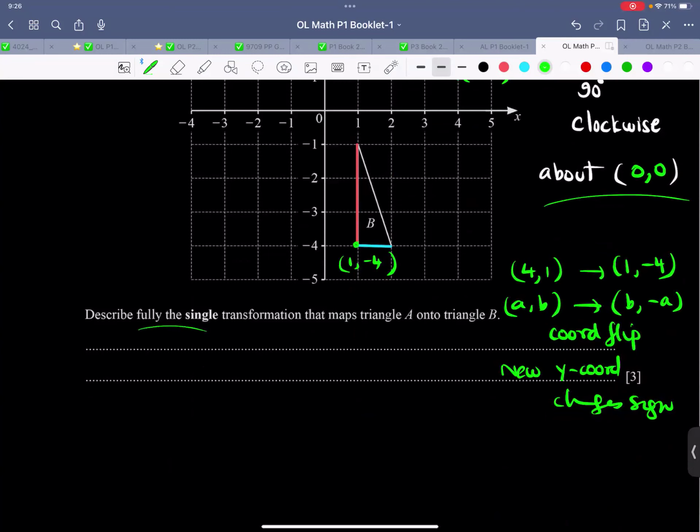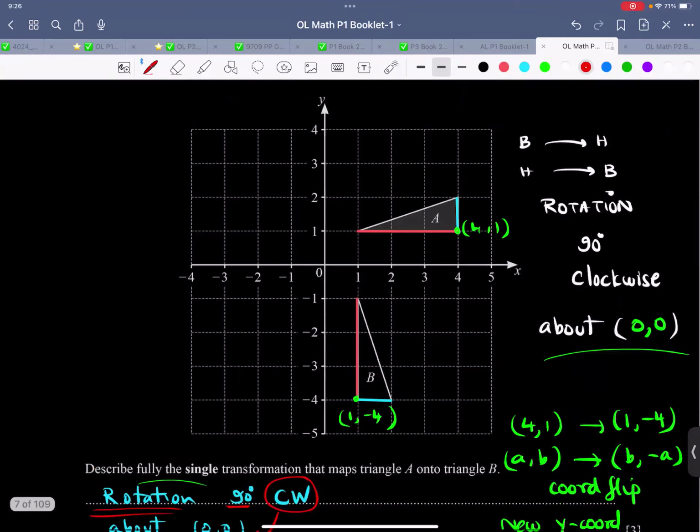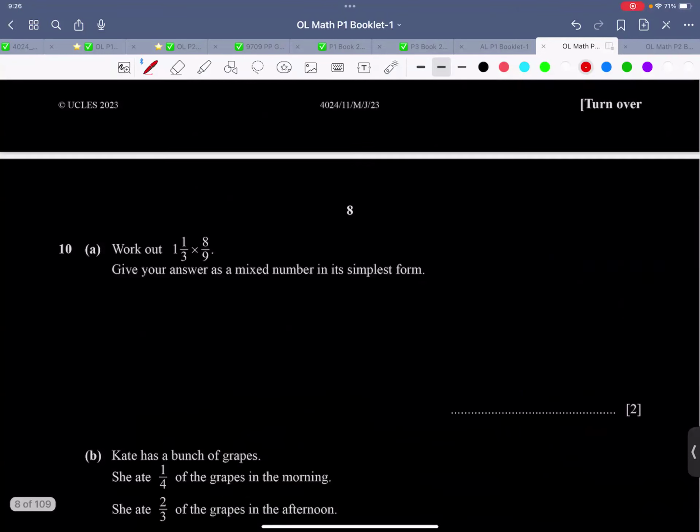So how will I describe it fully? I'll write it's a rotation, and this rotation is 90-degree clockwise about the origin 0, 0. They will give you 1 mark for writing this. So that's 1 mark for this, and basically 90-degree clockwise and this thing, that's the other mark. So question number 9 is done.